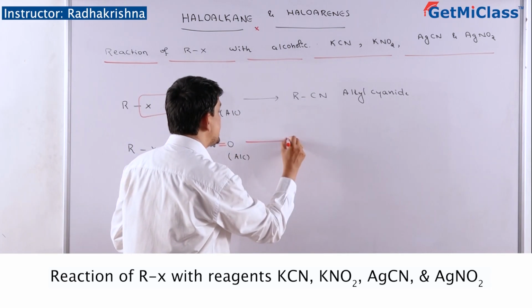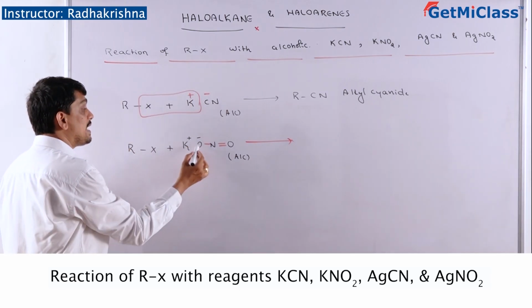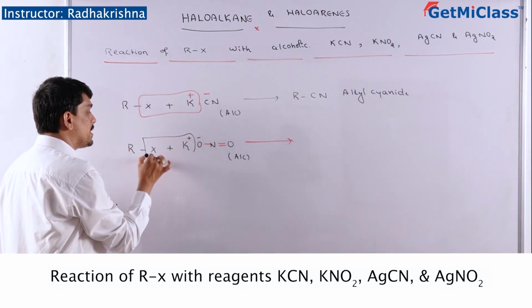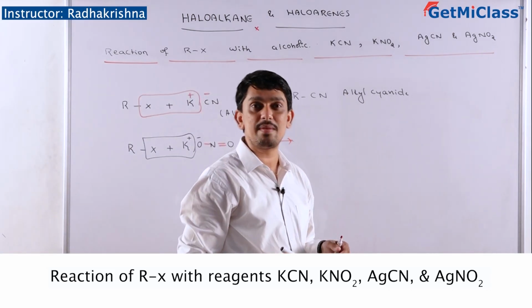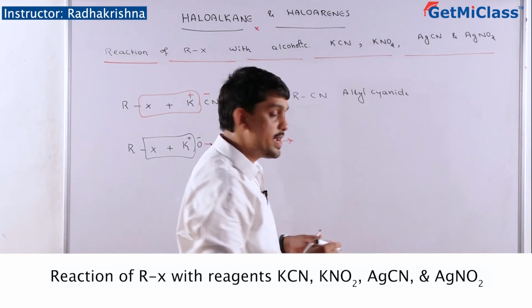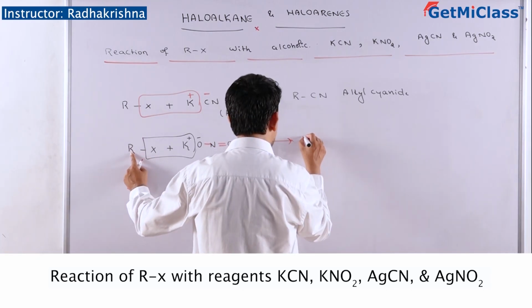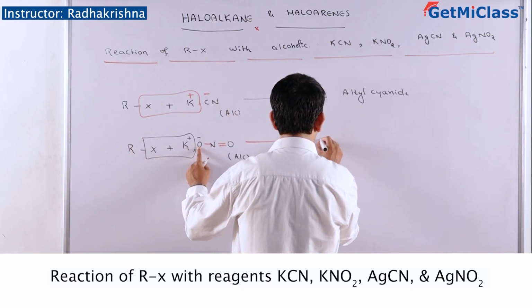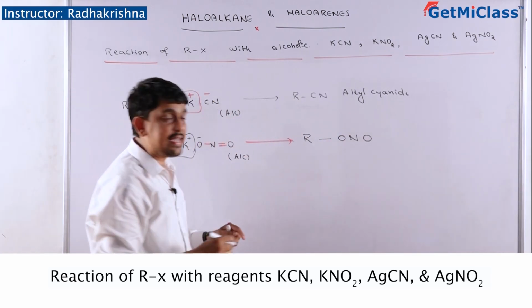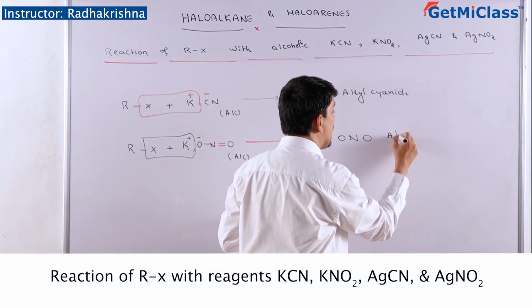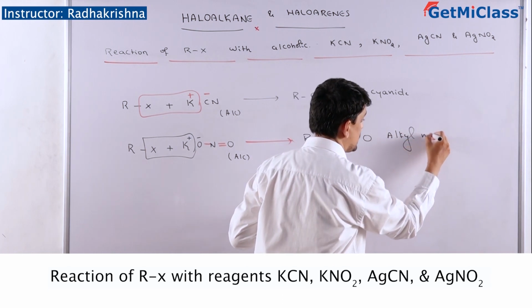Now exactly you see here, because these are ions, there is no ambiguity, potassium and halogen go together. Potassium halide we get as a byproduct. What is the main product? R will attach to this O, then of course NO. So the product what we got here, we call it as alkyl nitrite product.